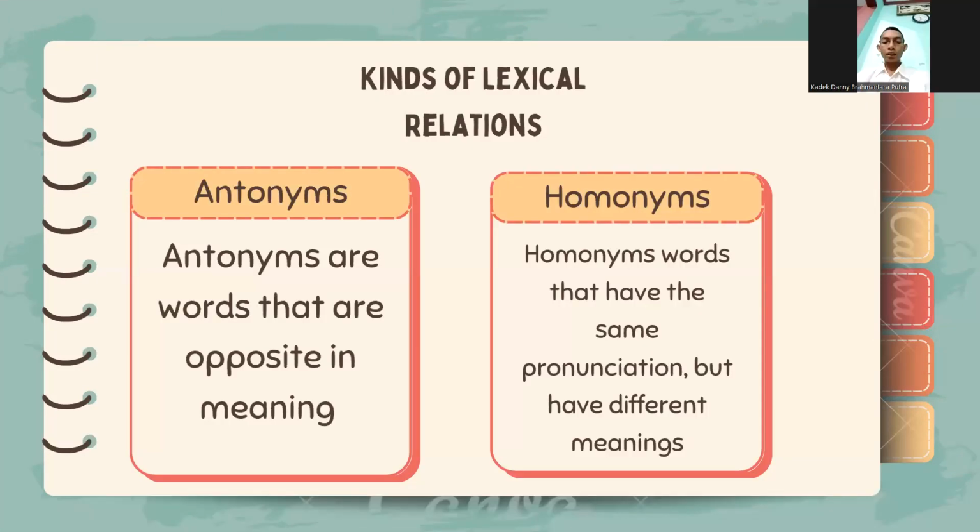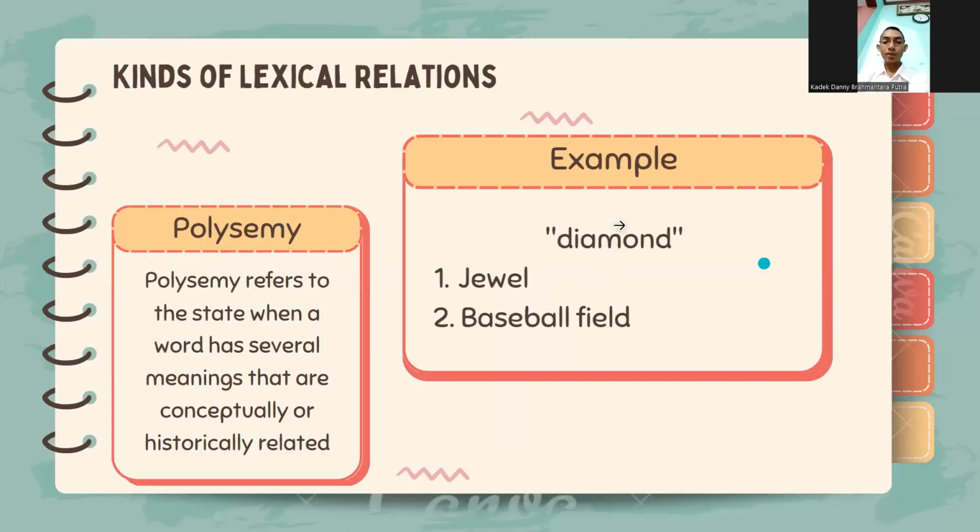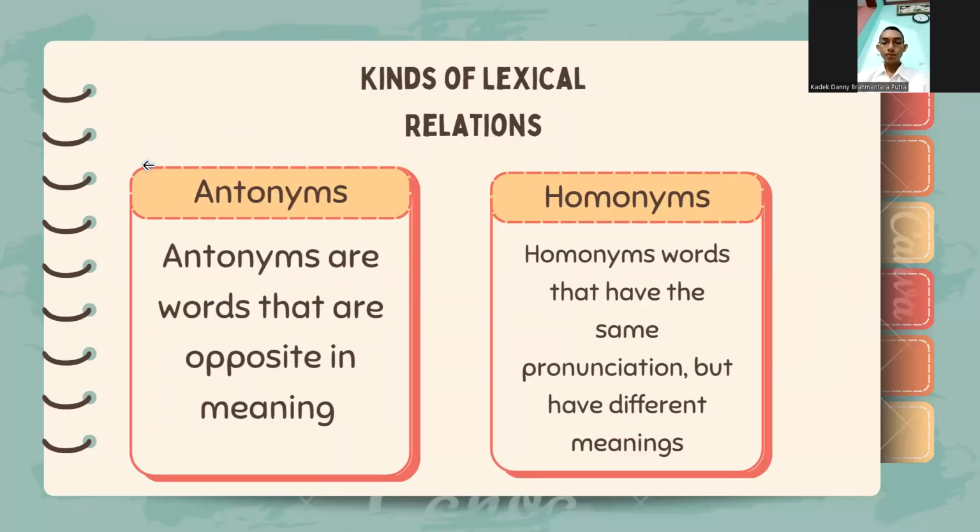Well, that is about synonyms. Okay. Other kinds of lexical relations, there are antonyms. Okay, everyone, antonyms are words that are opposite in meaning. For example, the words big and small, and then fast and slow. These are antonyms because they have opposite meanings.